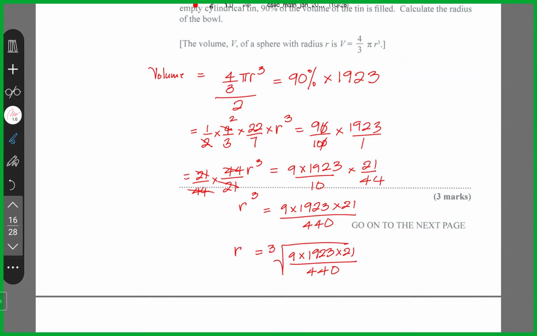I think cube root is on most calculators. Then I go fraction, in the numerator 9 times 1923 times 21, divided by 440 in the denominator, and press equal, and we get the radius to be equal to 9.38 centimeters to 3 significant figures. Stay with me.